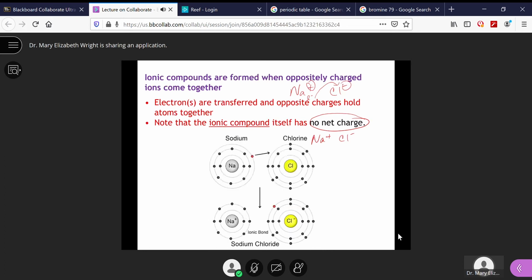So here we see this again in a visual. This little red electron has departed sodium. It's gone over to chlorine. The ionic bond is therefore formed in this process, different from the covalent bond where electrons are shared.